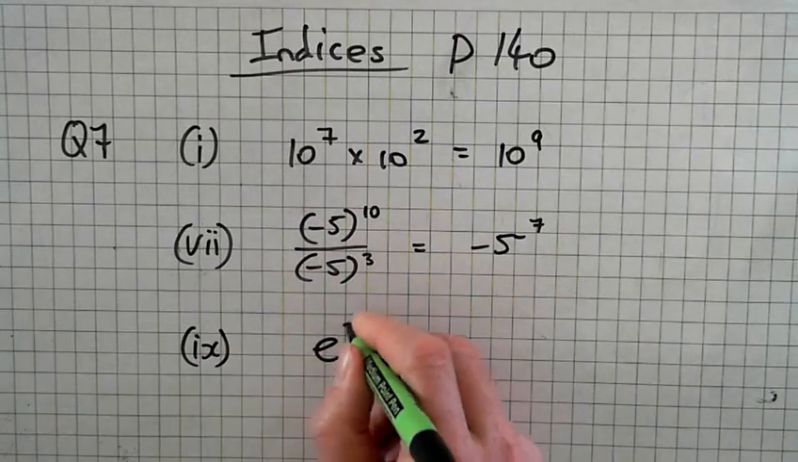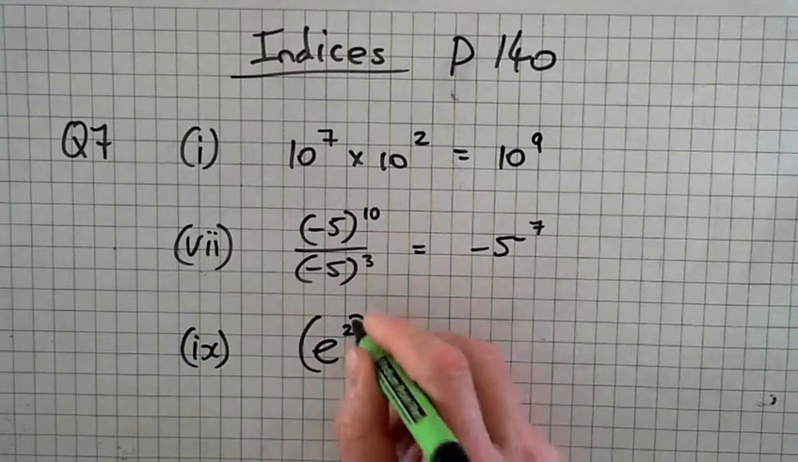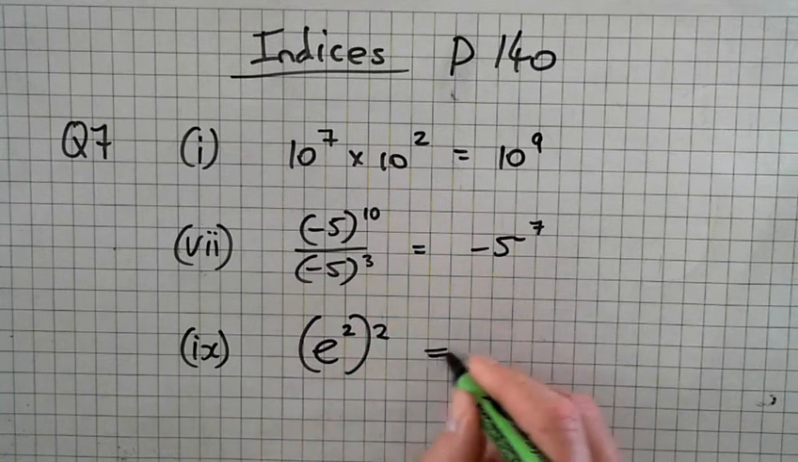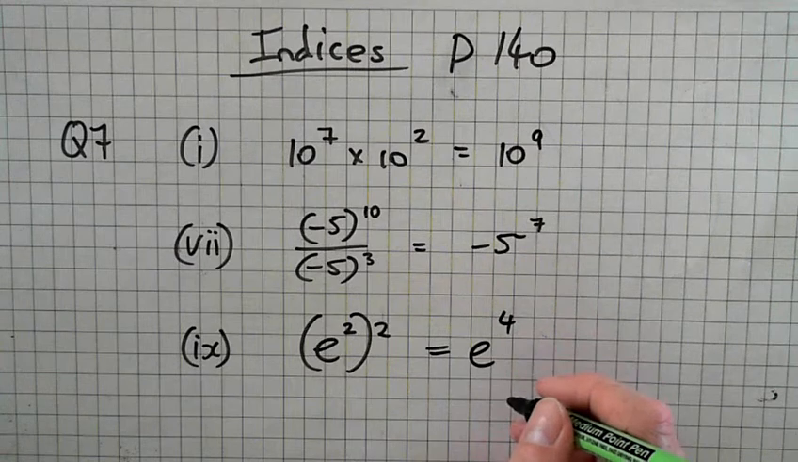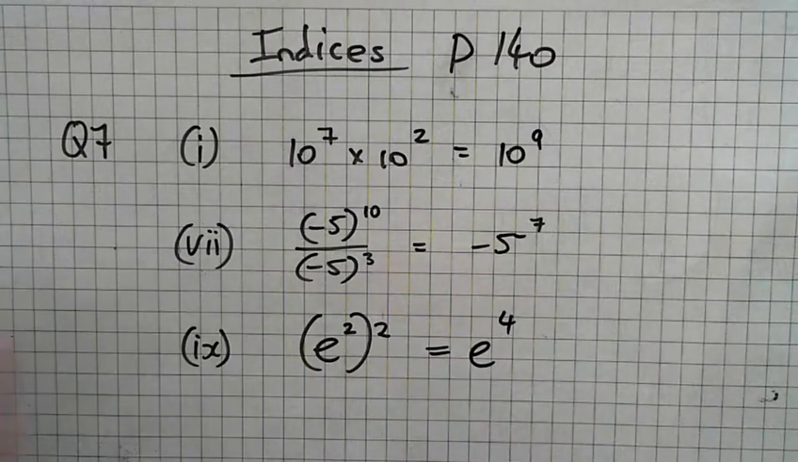So e squared bracket squared. Bracket here means multiply. So you get e to the 4, e to the 4. All right. So that's question 7.